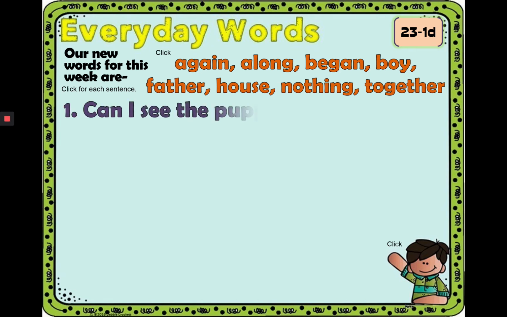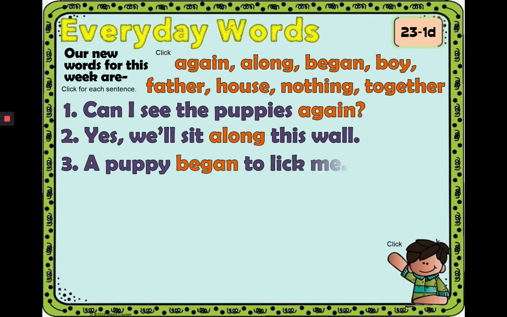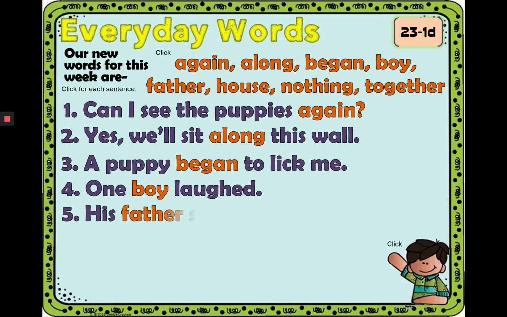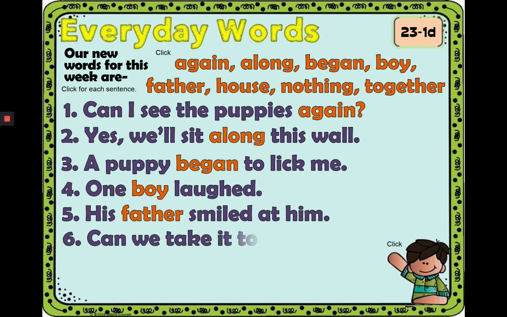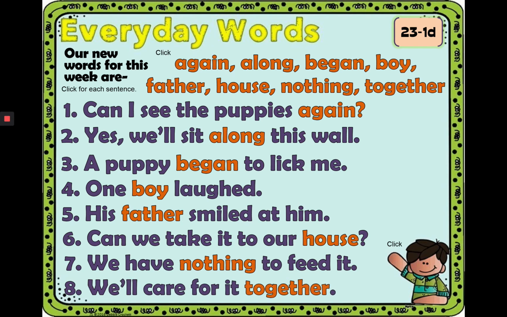Let's start reading some good sentences together. Sentence 1. Read it with me. Can I see the puppies again? Sentence 2. Yes, we'll sit along this wall. Sentence 3. A puppy began to lick me. Sentence 4. One boy laughed. Sentence 5. His father smiled at him. Sentence 6. Can we take it to our house? Sentence 7. We have nothing to feed it. And sentence 8. We'll care for it together.